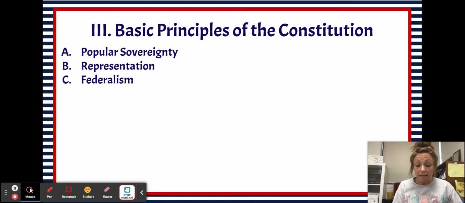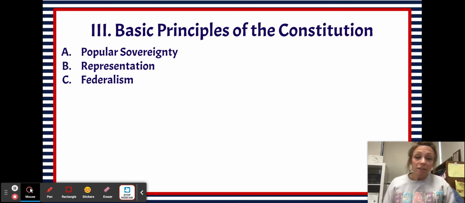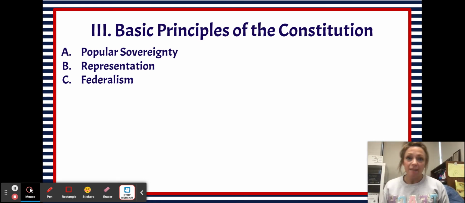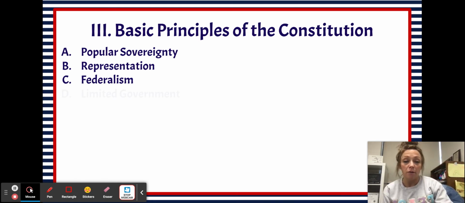Next, we've got federalism, and we've heard of this before. Federalism: a division of what? A division of power between the states and the federal government. Federal government can do some things, state government can do other things.